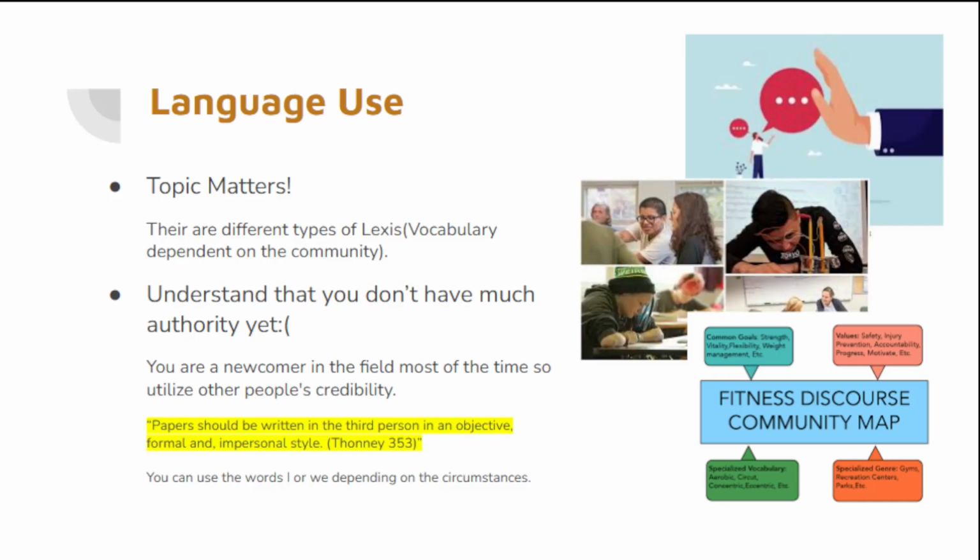And I was reading a couple of different articles, so there will be a couple of quotes throughout the slides, but the one that really caught me for this specific topic was talking about the usage of I or we whenever you're writing, because it's usually seen as a sort of taboo. But in this specific article written by, I think, Tony, it says papers should be written in the third person in an objective, formal, and impersonal style. So it's just depending on the circumstances, like I said, you can use the words I or we.